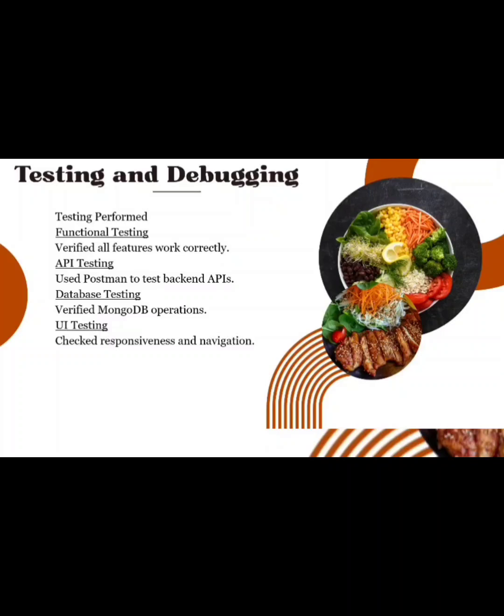Then the next is testing and debugging. Testing was an important part of the development process. Here I used Postman to test backend APIs independently. This helped to verify whether the APIs' requests and responses were functioning correctly. And browser testing was performed to ensure the user interface behaved as expected. I also tested the user registration part, login part, food browsing, cart functionality, and order placement. Whenever errors occurred, I used debugging techniques to identify and resolve them before finalizing the application.